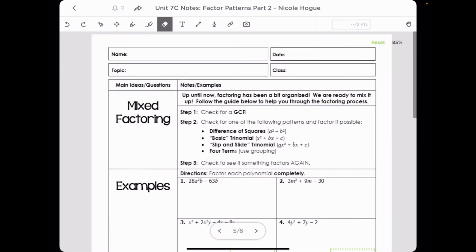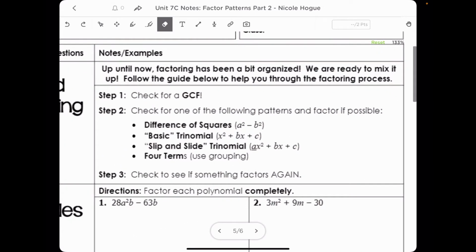All right, everyone. So here we are on our last and final lesson, which is on Unit 7C, which is on factoring patterns. What's going to happen is you will notice that it states right here that up until now, factoring has been a bit organized. What it means is it has told us exactly what factoring method we want to use.